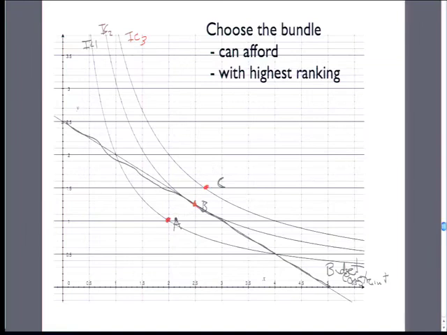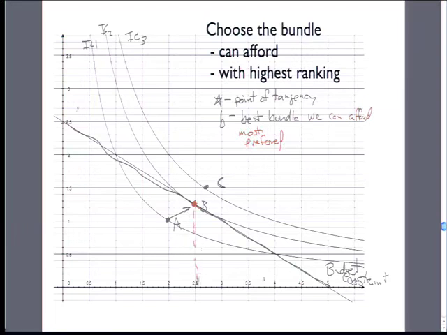We can afford point A, but we can afford more than point A. We can afford point B. And importantly, we would say this is the point of tangency. So we would select the bundle where the budget constraint is tangent to the indifference curve. Point B is the best bundle we can afford. And by best, we mean most preferred.